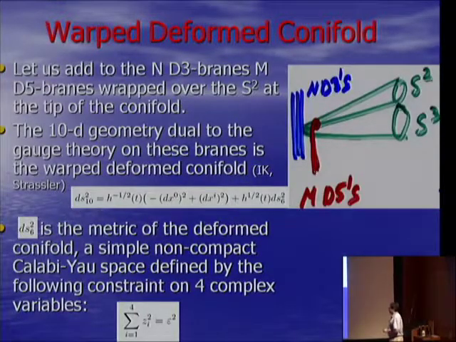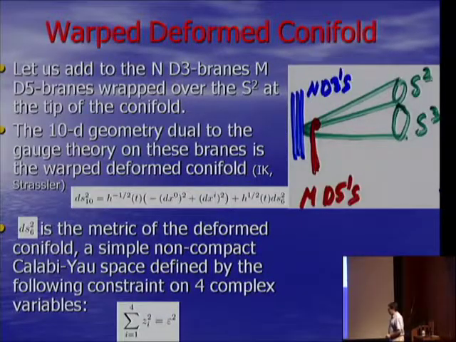This was a program I worked on in a few papers and completed with Strassler, where we found the warped deformed conifold solution. It again has a warp factor, which is a function of the radial coordinate, but now ds6 squared stands for the Calabi-Yau metric of the deformed conifold, which luckily is still known in perfectly explicit form in terms of hyperbolic functions and so on. I gave you a reference to a review. If you're curious about its explicit form, you can read it. So ds6 squared is the metric on this deformed space.